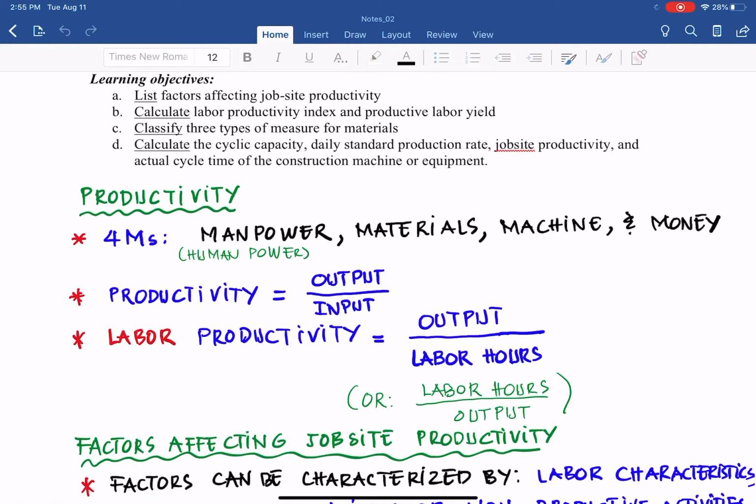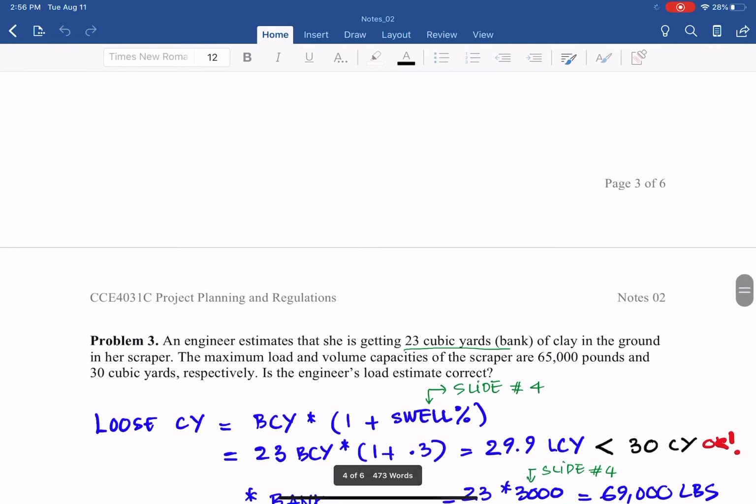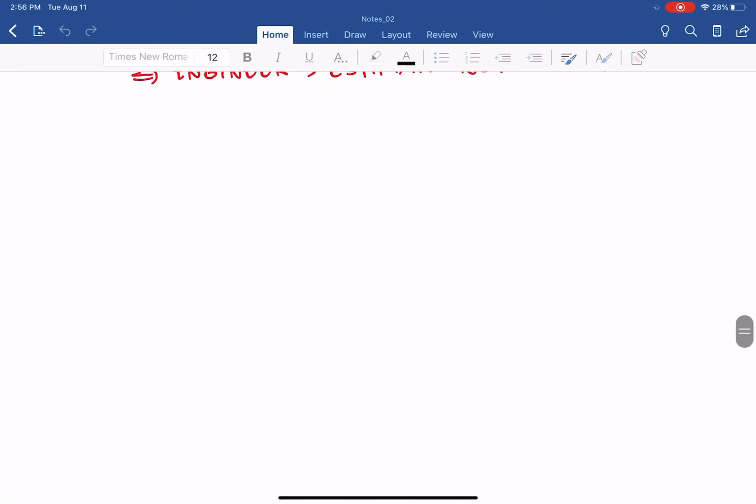Continue with the last M in today's class. Like I said, we deal with the first 3 M: man, human power, material, and the last one, machine. Money we deal with in the next few classes when we do the estimate pricing of the project. So in the machine, we will have 2 more problems, problem 4 and problem 5, about the machine. So talk about machine and productivity.